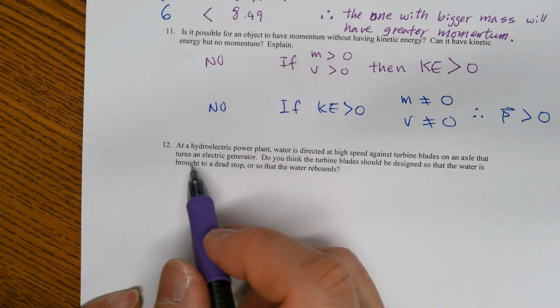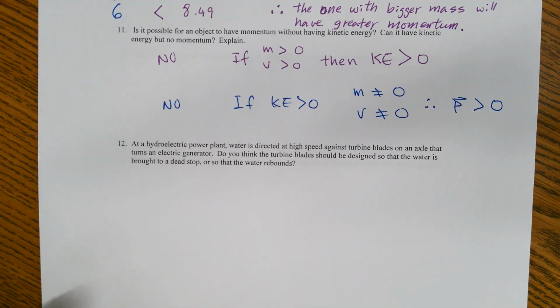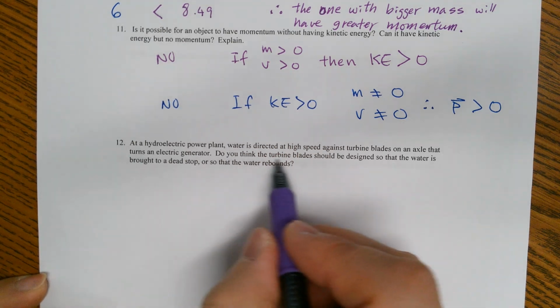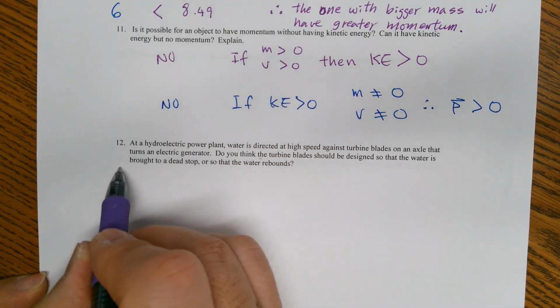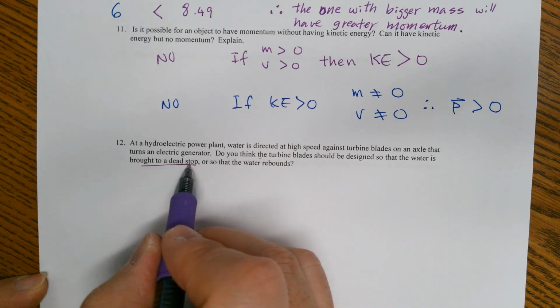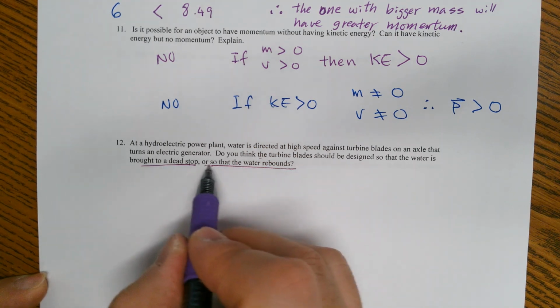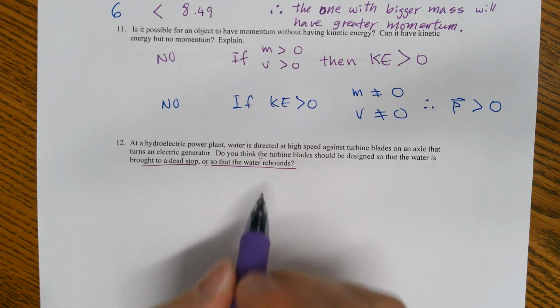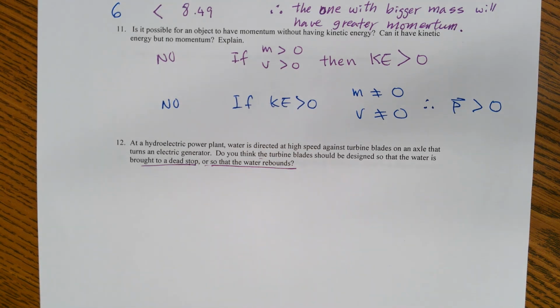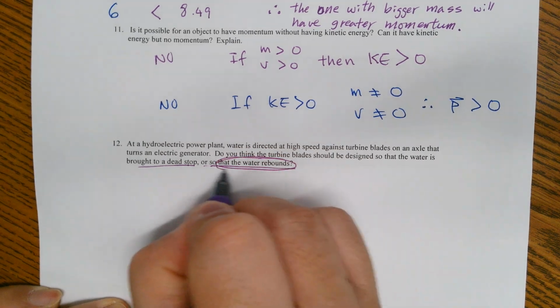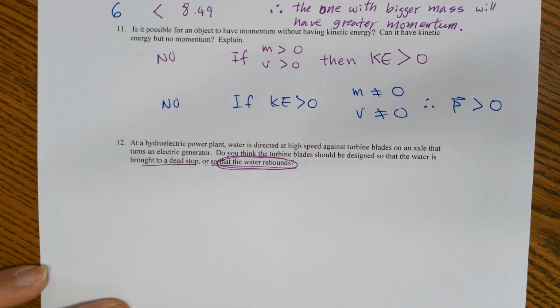All right. At a hydroelectric power plant, water is directed at high speed against the turbine blades on an axle that turns an electric generator. Do you think the turbine blades should be designed so that water is brought to a dead stop or so that water rebounds? This is exactly the same thing as pitched baseball versus tossed baseball. So definitely when the water rebounds, you get a lot more impulse out of it.